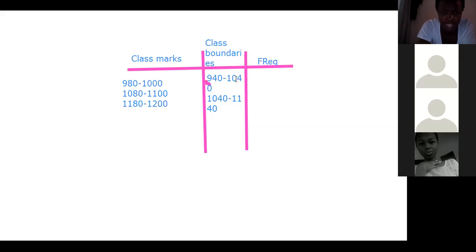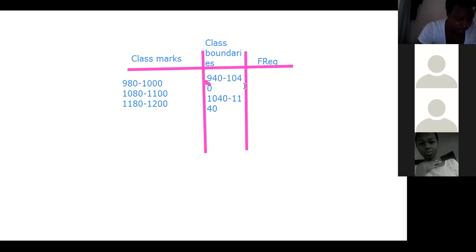So normally the class size is the difference between the lower class boundary and the upper class boundary, using the class boundaries. If you are asked to find the class size, given these class marks, you first have to find your class boundaries. After finding your class boundaries, the difference between them becomes your class size or width, or anything you want to call it.